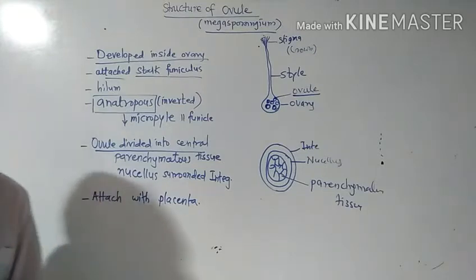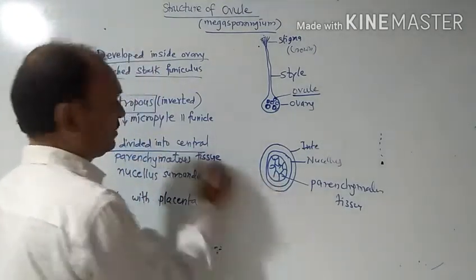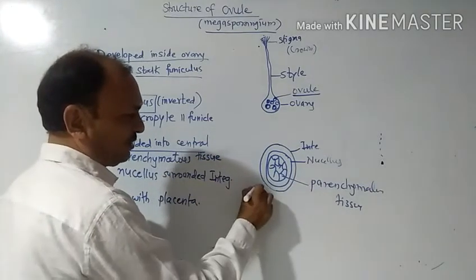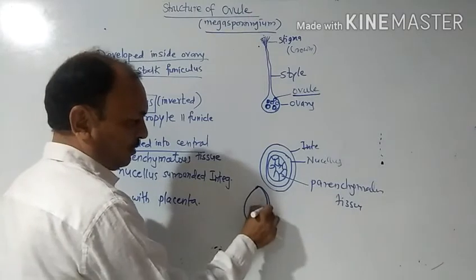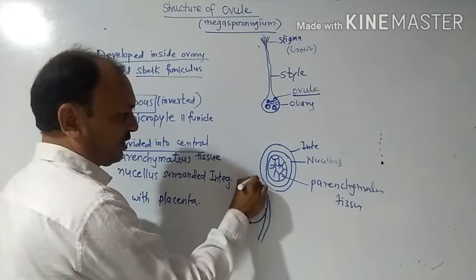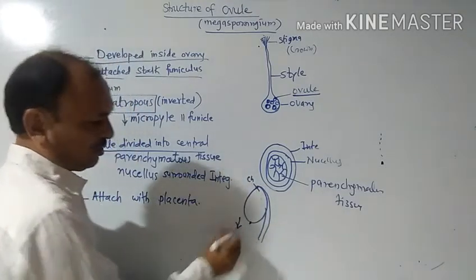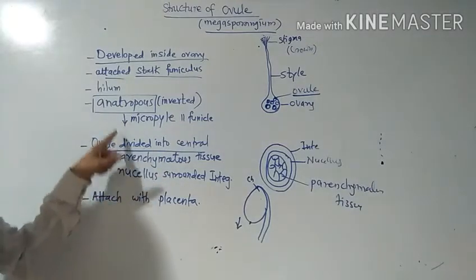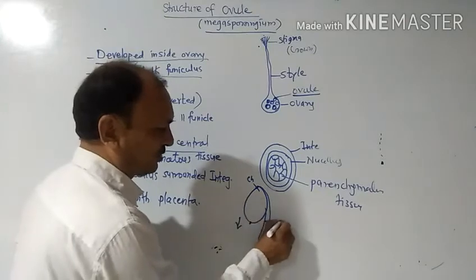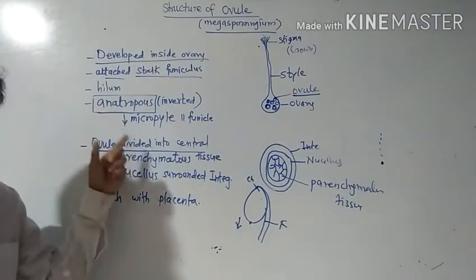Today we will study which type of ovule. This is the anatropous ovule. So what are the features of anatropous ovule? When the ovule is downward, the micropyle is present here. Suppose this is the micropyle and this is the chalaza. The micropyle is downward, and the funicle is just parallel to this. That type of ovule is called anatropous ovule.